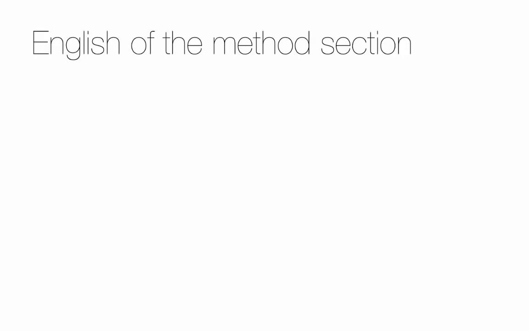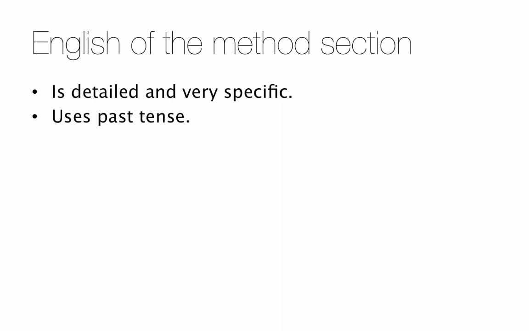Now here are a few points about the English of the methods section. First, it should be detailed and specific. Include all the details about your experimental conditions and exact values. Don't use words like about. Second, the method section uses past tense. Almost everything will be in past tense. We'll show you that in a few minutes here.